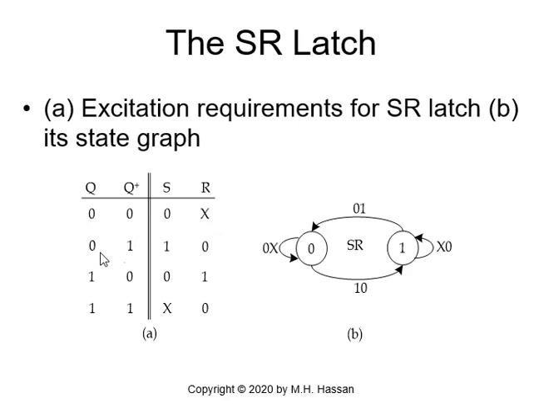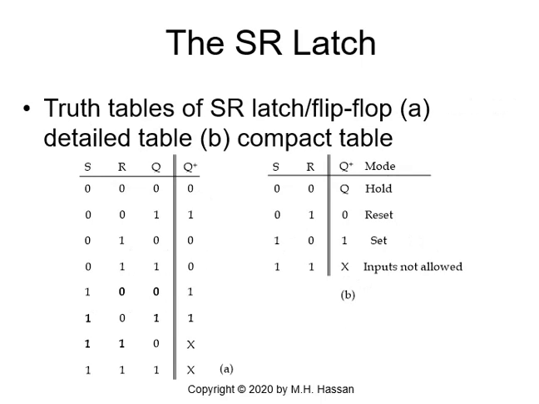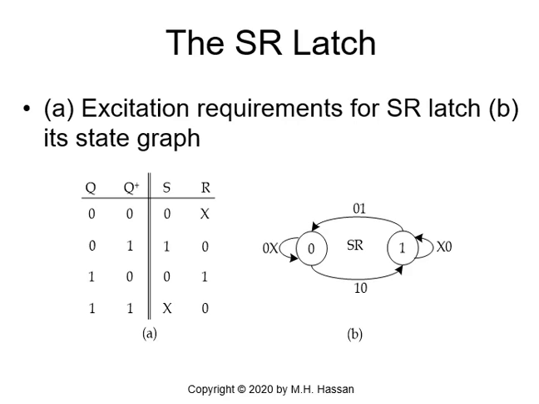Let's look at the transition from 0 to 1. We go back to this detailed table. The transition from 0 to 1 will occur right here, when S is 1 and R is 0. Does it occur anywhere else? It does not. So 0 to 1 occurs only once, and to do that, the excitation table will give me S has to be 1 and R has to be 0.